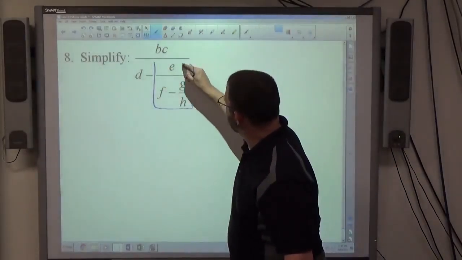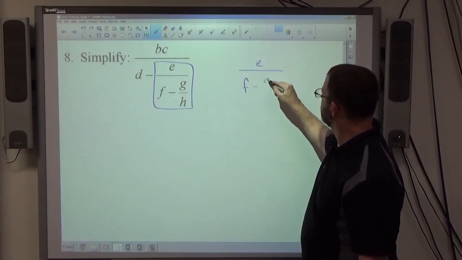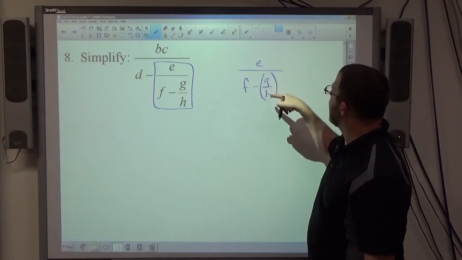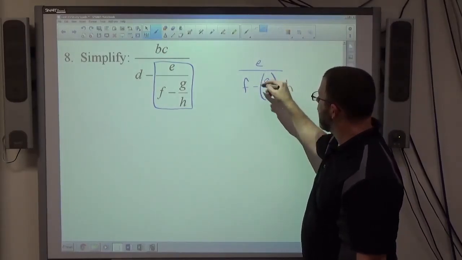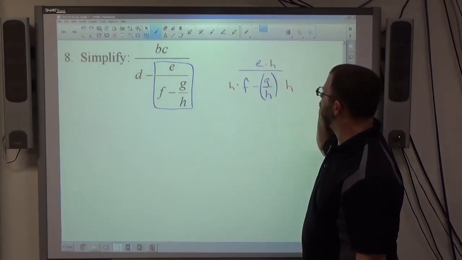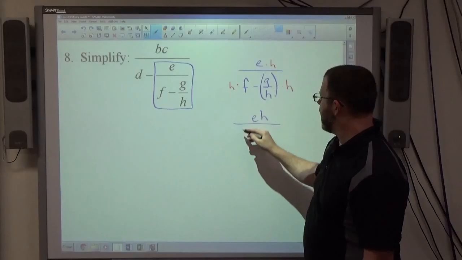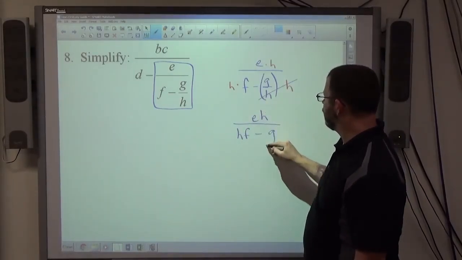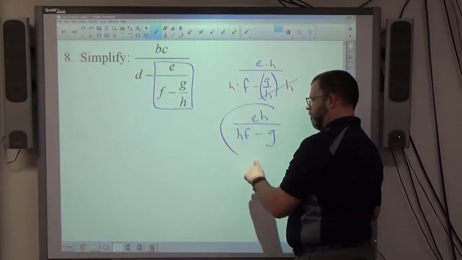Our first job is to extract the complex fraction out of the problem and simplify that complex fraction. This is the issue in that complex fraction. So times h, the common denominator, I have to multiply each piece times h then. So EH on top, HF on the first term on the bottom, and those h's cancel, so minus g. So what I have boxed off in blue here is equivalent to what I have right here.